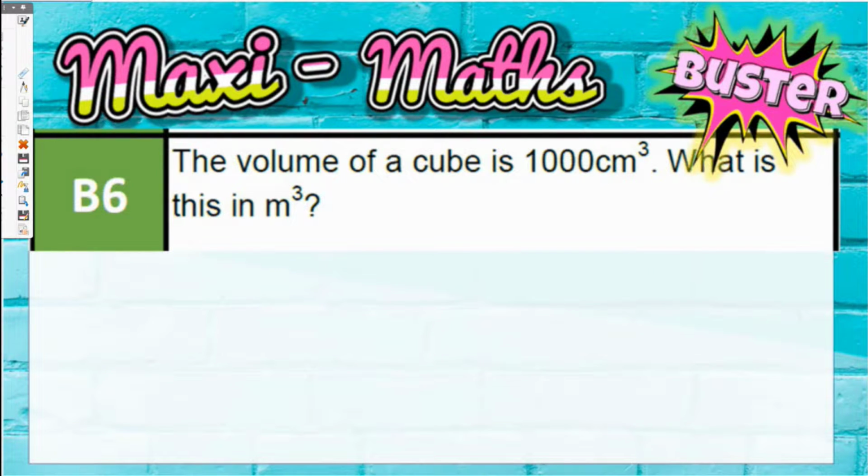Question B6, the volume of a cube is 1,000 centimetres cubed. What is this in metres cubed? Now, what we need to do first of all is figure out how many centimetres cubed there are in 1 metre cubed. Now, it's not necessarily 100.